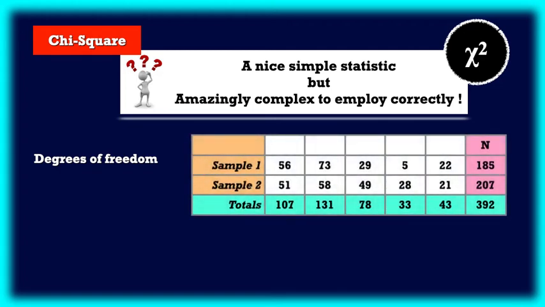Now here's some fictitious data. Let's say you've got sample 1 and sample 2. That's the number of people that chose, let's say, from strongly agree to strongly disagree on some question. 56 chose strongly agree out of 185 in sample 1, for example. 51 out of 207 in sample 2. And the totals have been put round in the pinkish colour and the greeny blue colour.